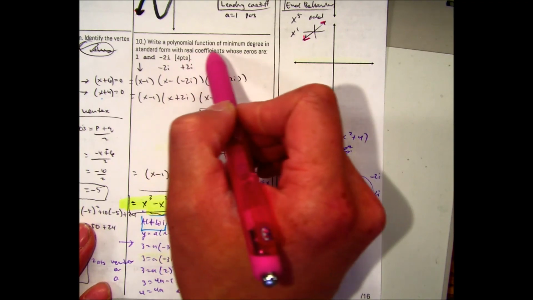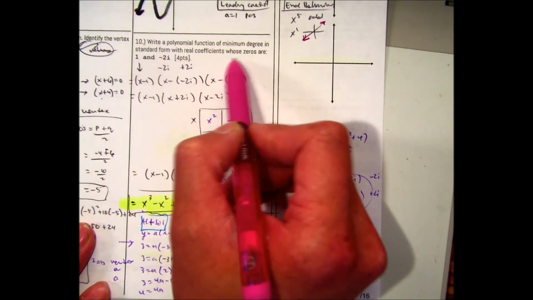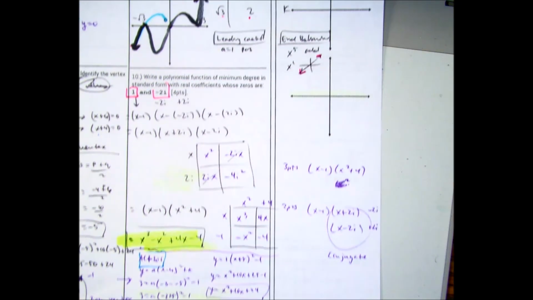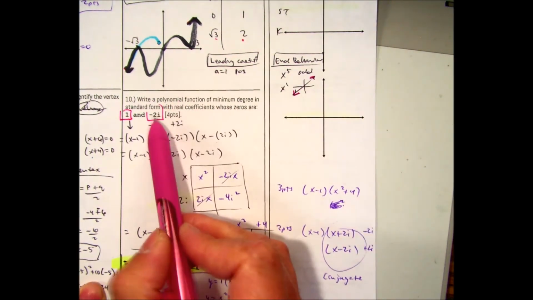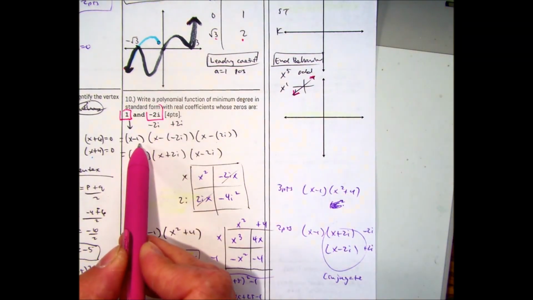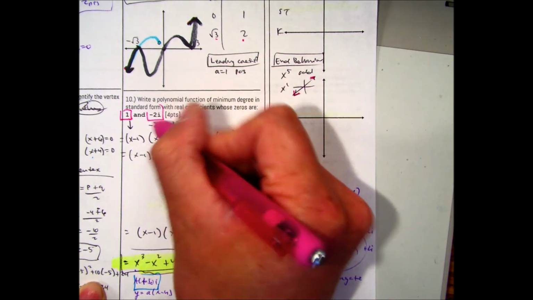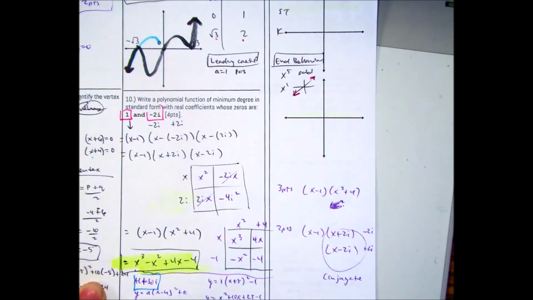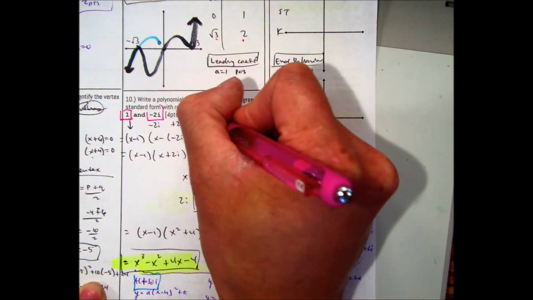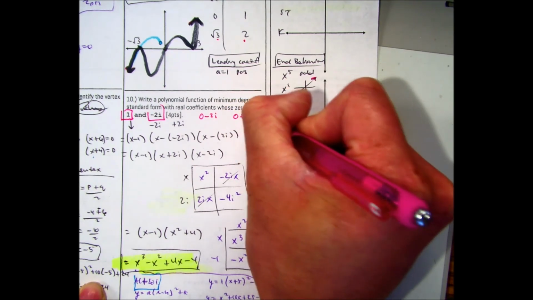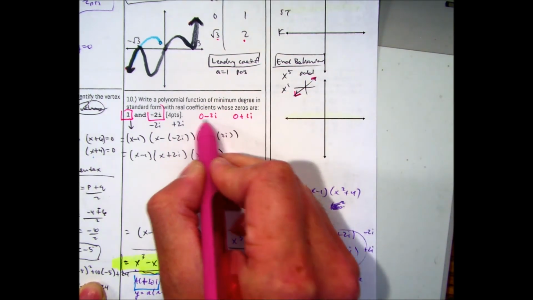Write a polynomial function of minimum degree in standard form with real coefficients whose zeros are 1, 0, and -2i. So here I have x minus 1. And then if you put that back in there, you have -2i, but its conjugate is +2i. So a lot of students were kind of stuck on that, so you could do something like this. So you have the reals. And then you also have the imaginary. You see that? So the conjugate of this is just positive.